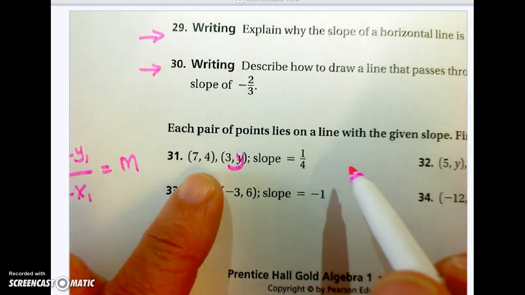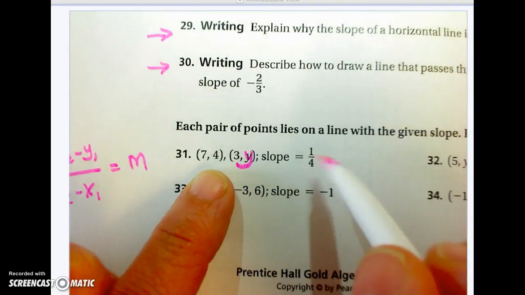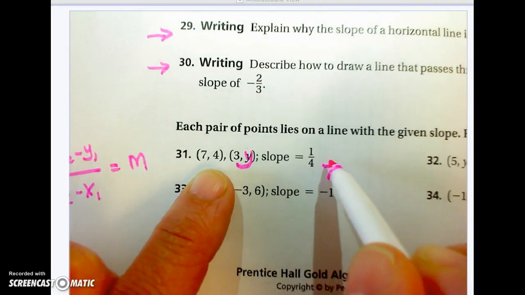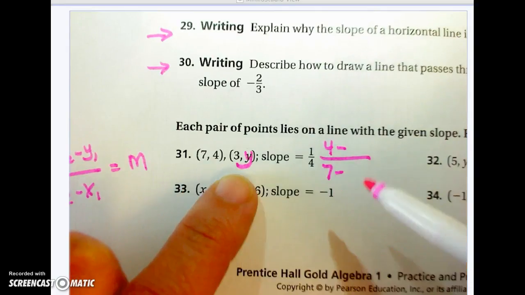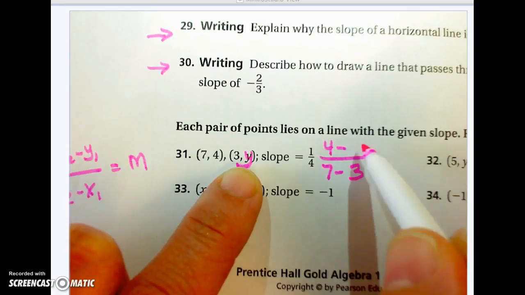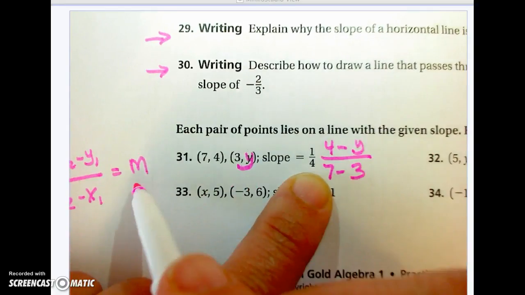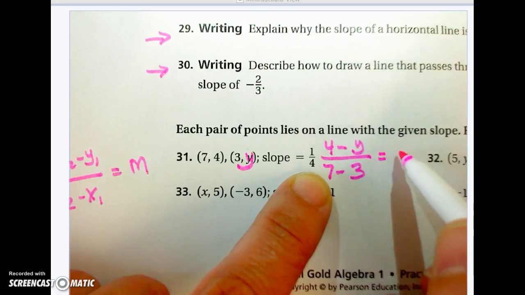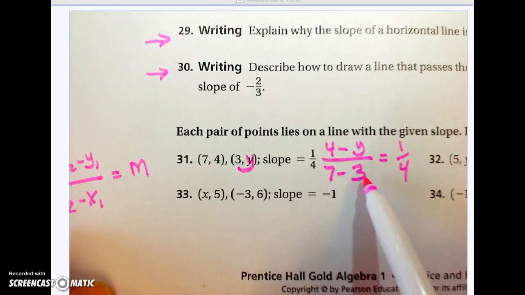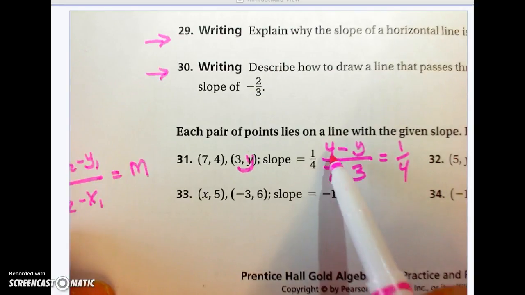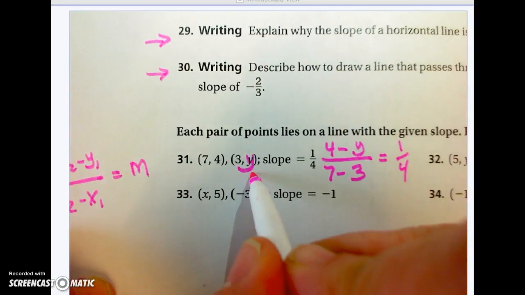So if we set this up, we're going to put the x in the denominator, our 4 in the numerator, subtract 3 and y, and then we have this slope here. So there's m for our slope equals 1/4. And we can see 7 minus 3 equals 4. 4 minus something equals 1. And we know our answer is 3.